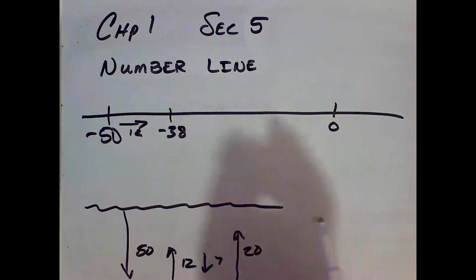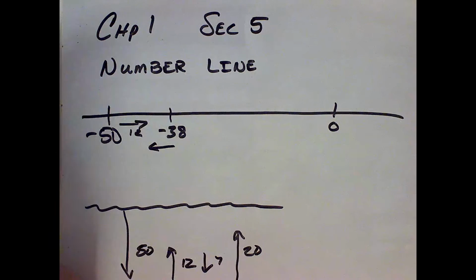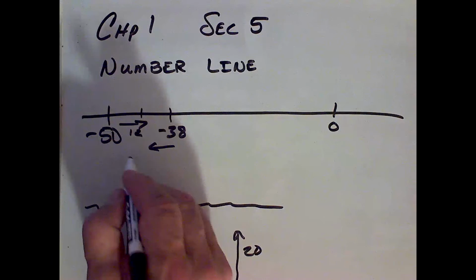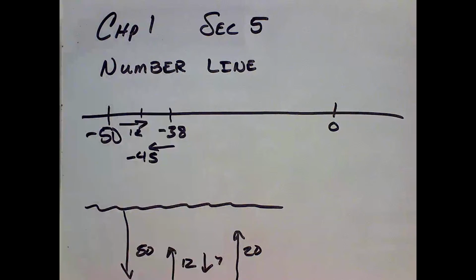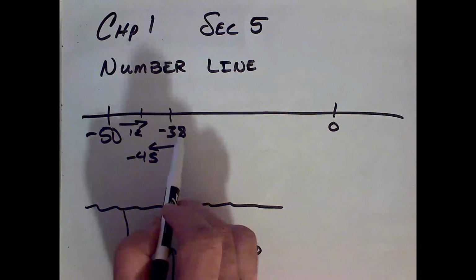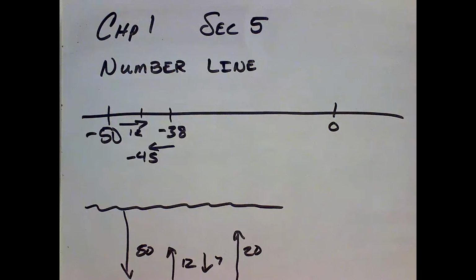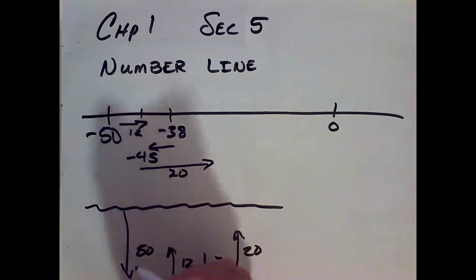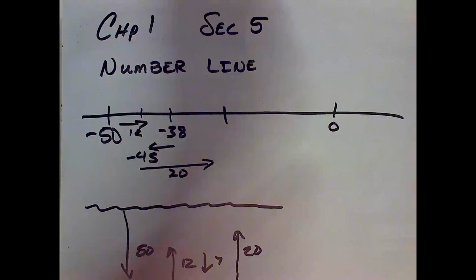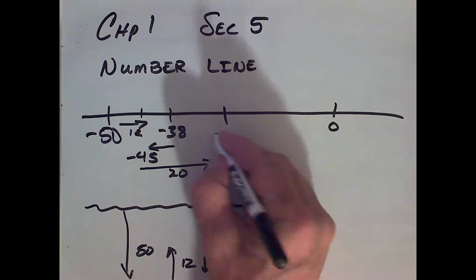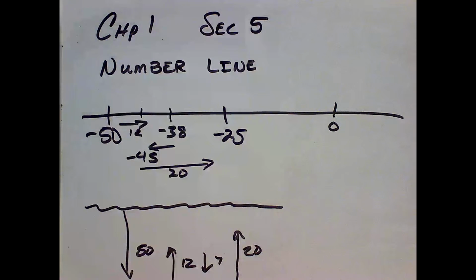But now I'm going to go back down 7 more feet. So I'm going to be down here somewhere at minus 45 feet, right? Minus 38 minus 7 is minus 45. But now from here, I'm going to go back up 20 feet. Where does that leave me, at what depth? Well, if I go minus 45 plus 20, I'm going to be at minus 25 feet. And that would be the answer to our problem.